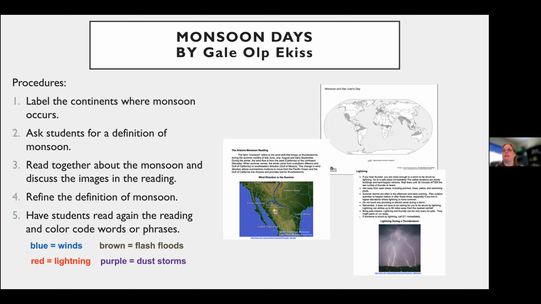And then you're going to read together. You're going to read this little story first about what a monsoon is. And then you have them read the passage again, color coding and identifying why there are winds or flash floods and dust storms, lightning. It's not just rain that is a monsoon.